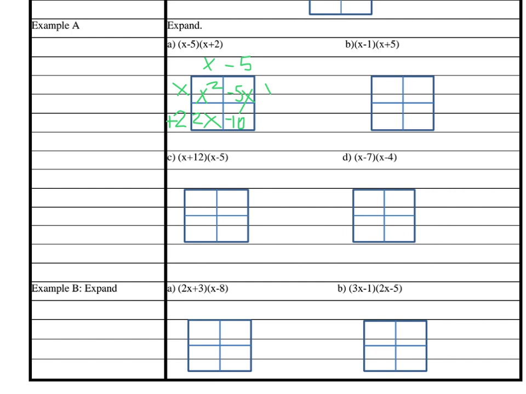Then we write out what we had, x squared minus 5x plus 2x minus 10. Now we combine any like terms that we might have. Negative 5x and 2x I can combine together, which is negative 3x. And then I still have the x squared and the minus 10. So then that is our final answer, x squared minus 3x minus 10.